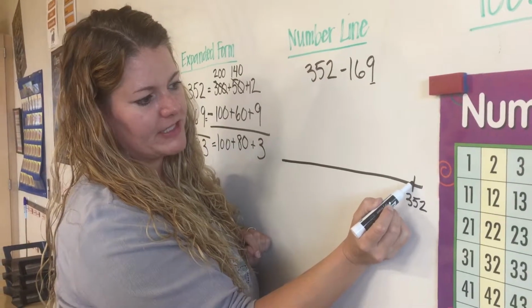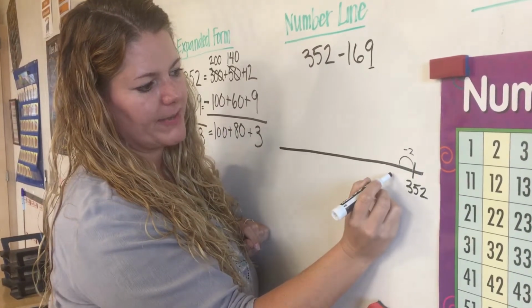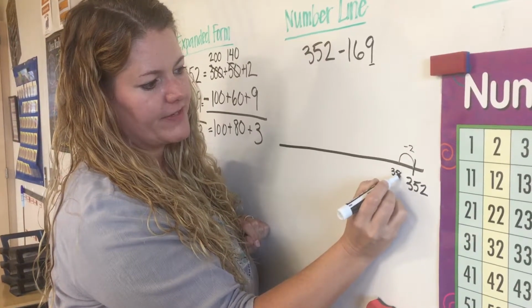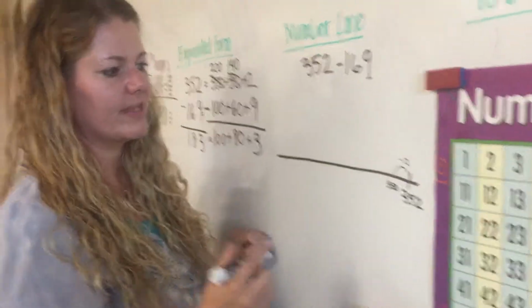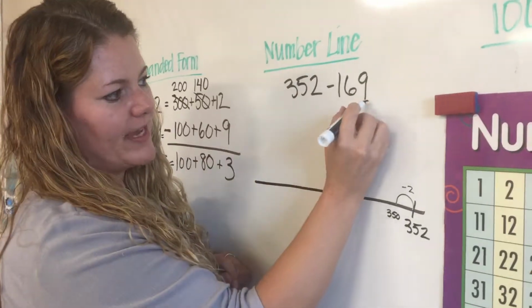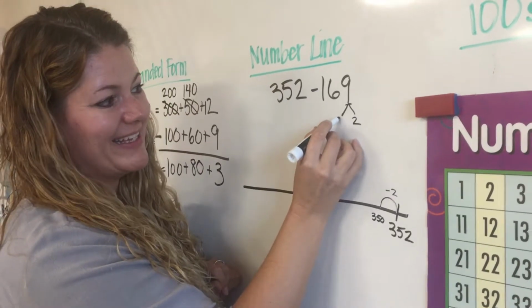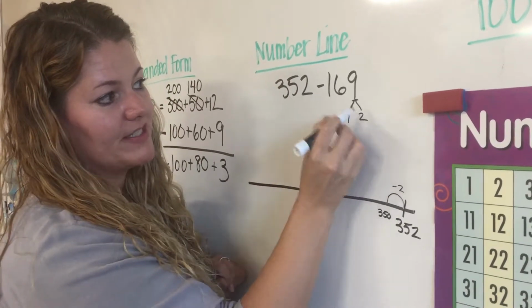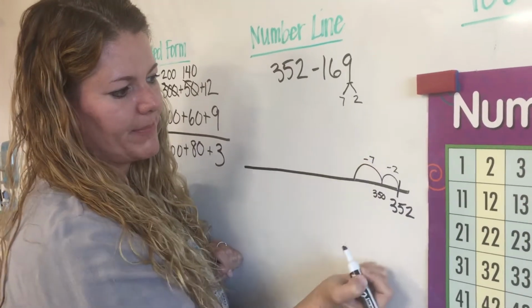So I'm going to jump minus 2 because that's going to get me to a friendly number. So 350. A friendly number is anything that ends in 0 or 5. They're easy to work with. So I've kind of broken this 9 into 2 and 7 because 7 plus 2 equals 9. So now I know I need to do a 7's jump.